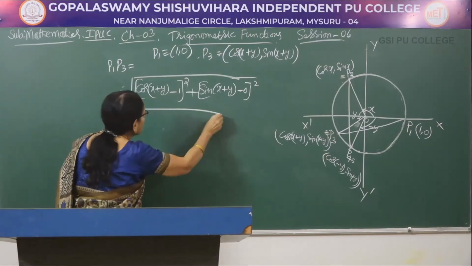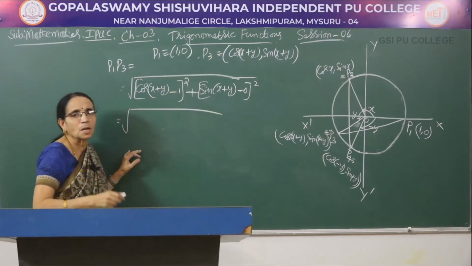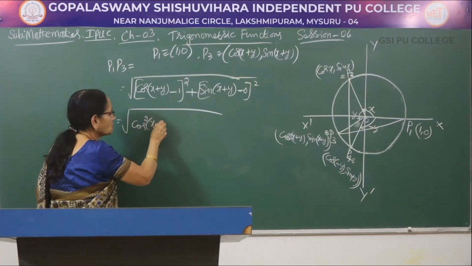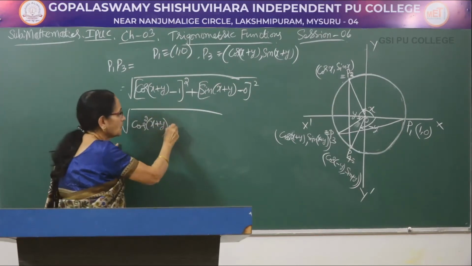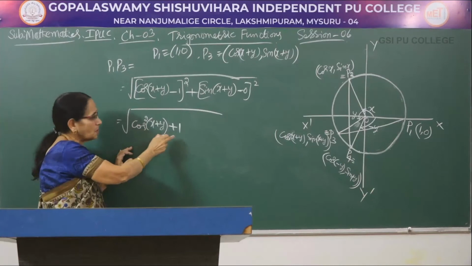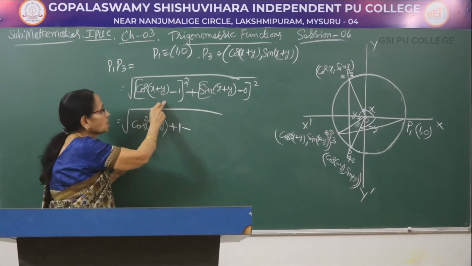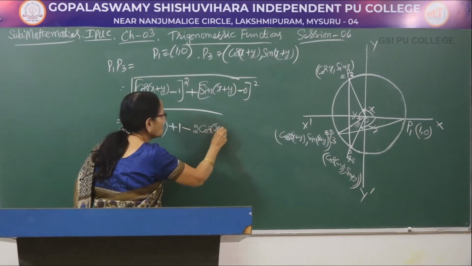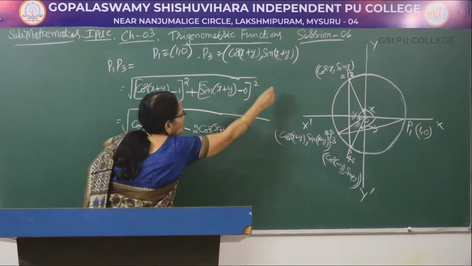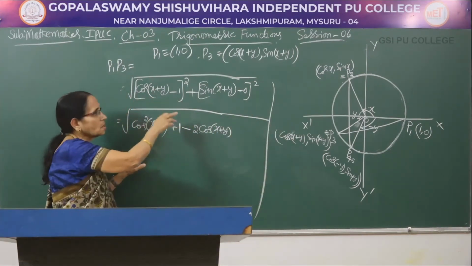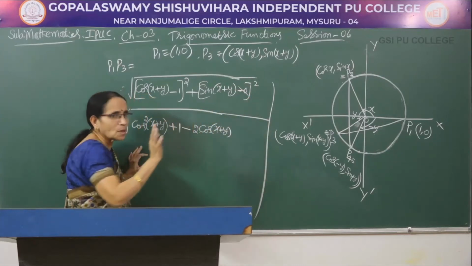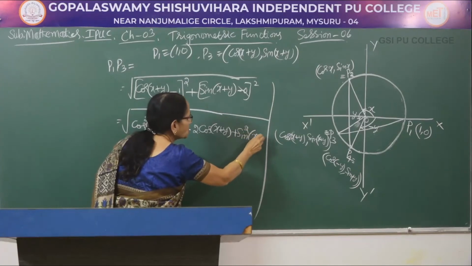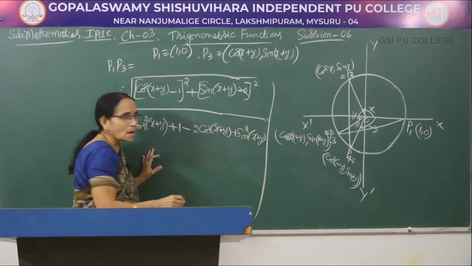Now, look here, it is of the form (a minus b) whole square. What's the expansion? A square, that means cos square of x plus y. B square, that is 1 square. A square plus b square minus 2 into a into b. 2 into 1 is 2, so I can write 2 into cos of x plus y. That is over. Now, this part here, because it is 0, there is only one term remaining. When you square it, it becomes sin square of x plus y. Now, all of them are under the radical sign only.